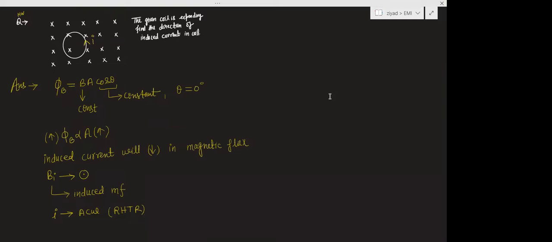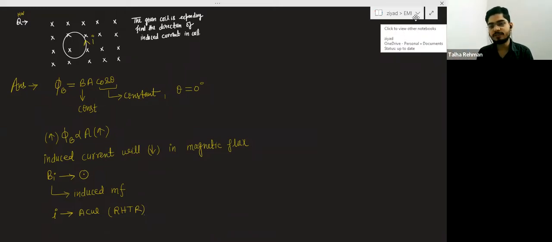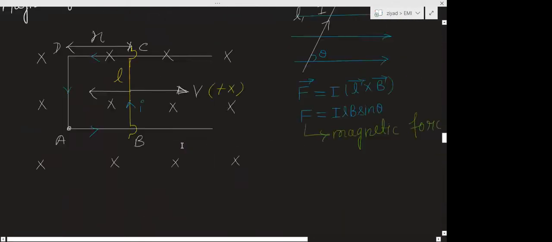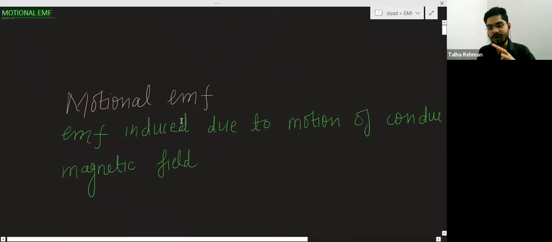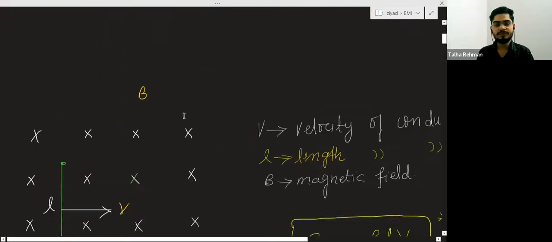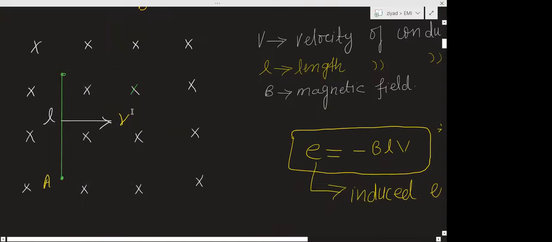Done, sir. Now we will discuss motional EMF. From the name you can guess, motional means there is a term motion. First case: when a wire does linear motion in a magnetic field. This is a wire. Can you zoom out, sir? Zoom out.